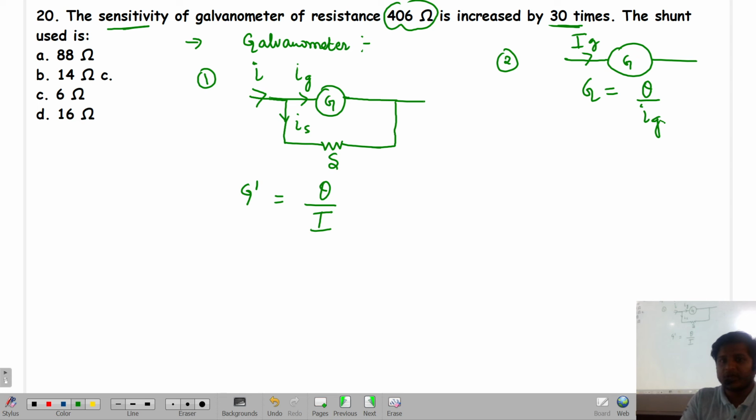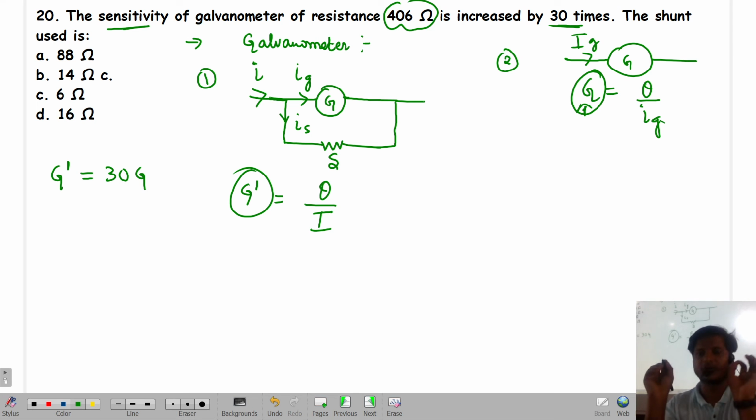So try to understand, when you add the shunt, then only the galvanometer sensitivity increases. So G prime is what? Can I say that this is my initial sensitivity, and this is my final sensitivity? What is my initial sensitivity? G, without any resistor. With the resistor, I have the sensitivity G prime. Got it or not? So G prime is increased by 30 times. Yes or no? So what will happen? Try to understand, first important thing.